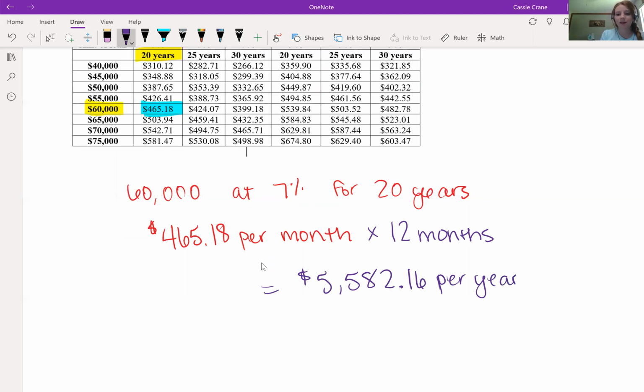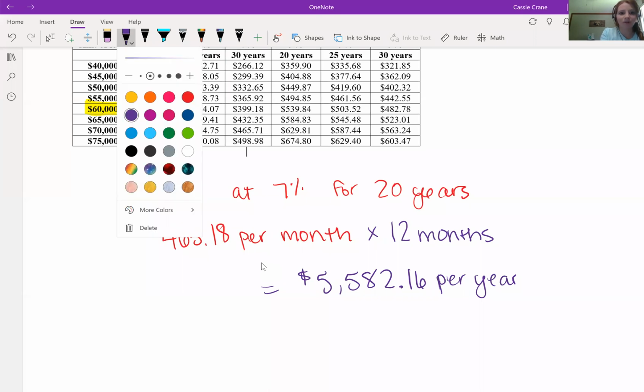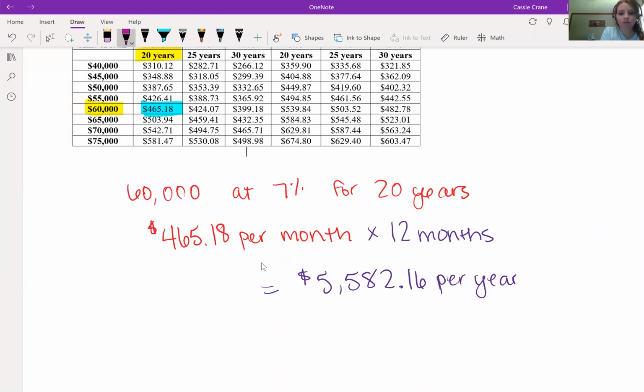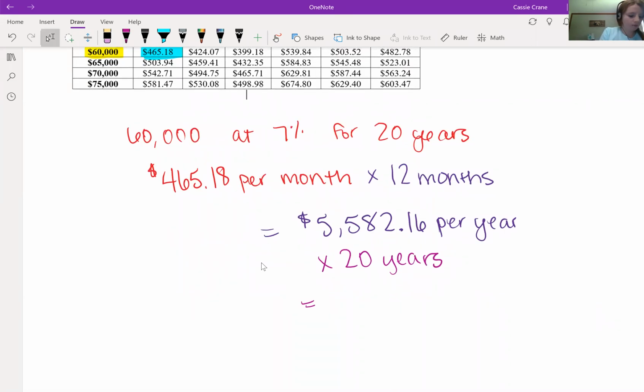But the total amount paid is going to be over the whole 20 years. So we need to multiply that by the number of years that he's paying. So this needs to be multiplied by 20, and then we would know our total amount paid. So multiply that by 20, and we get $111,000, or sorry, $111,643.20 total.